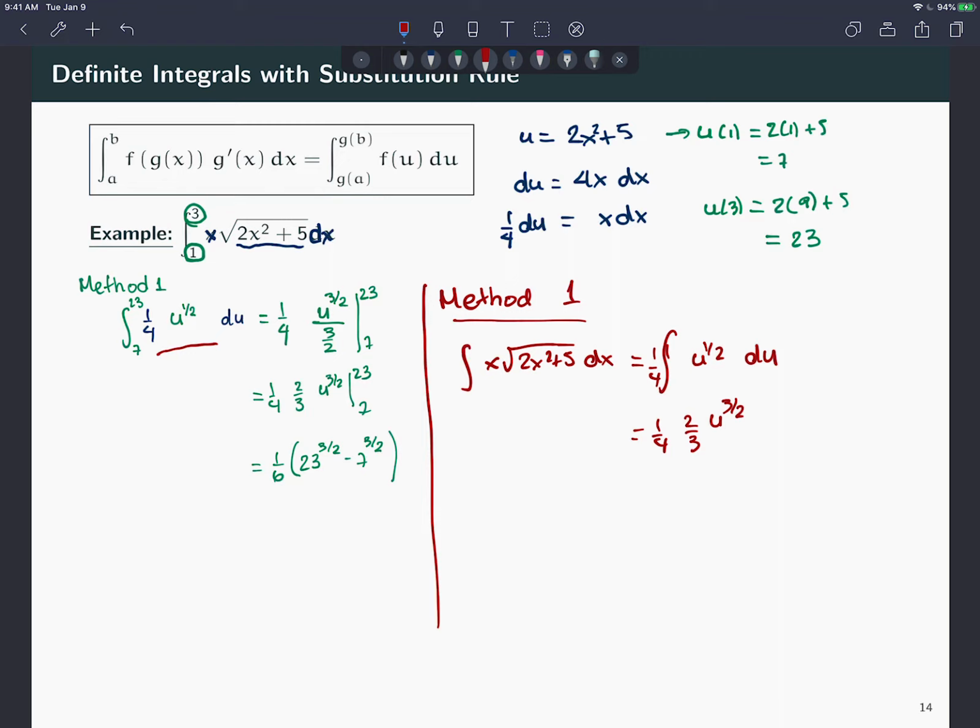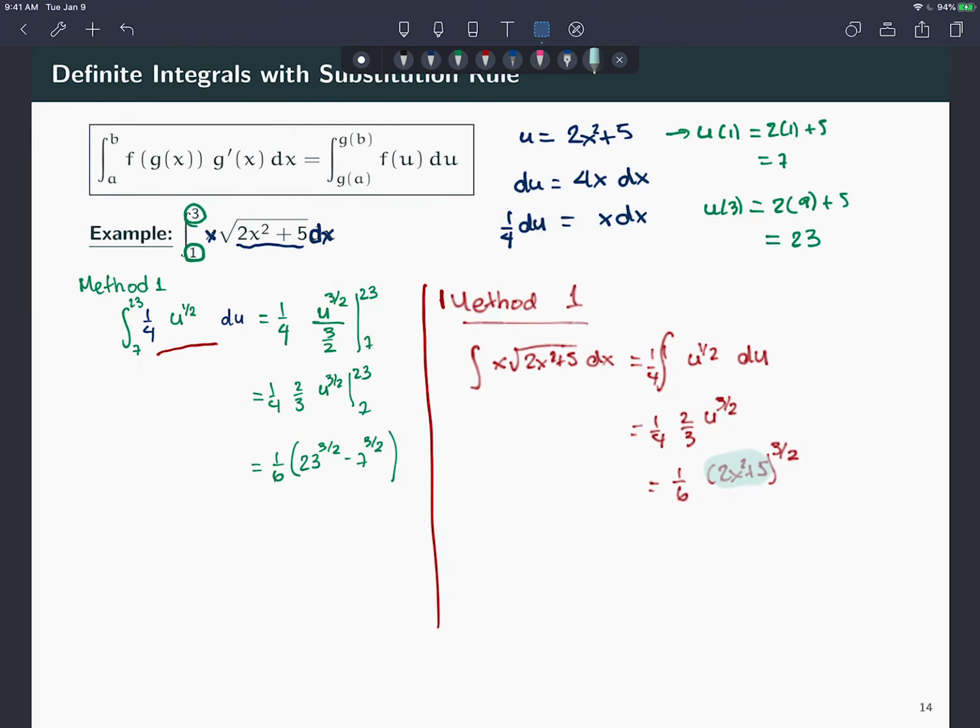And now this is 1/6 of u to the 3 halves. But now I go back to the u. Who was the u? Well, it was 2x squared plus 5, to the 3 halves. This is like a regular indefinite integral where I don't have any limits of integration, and I go back to my original variable x. Okay? But now, this is what the answer gives me.